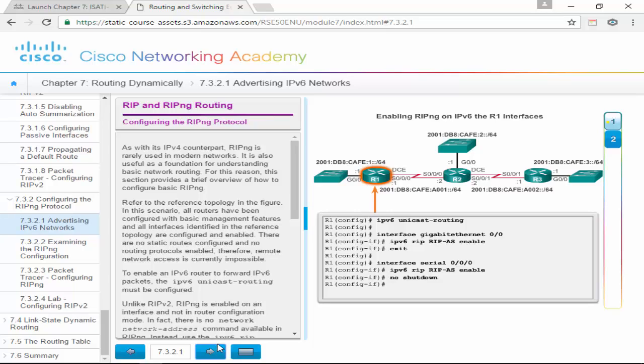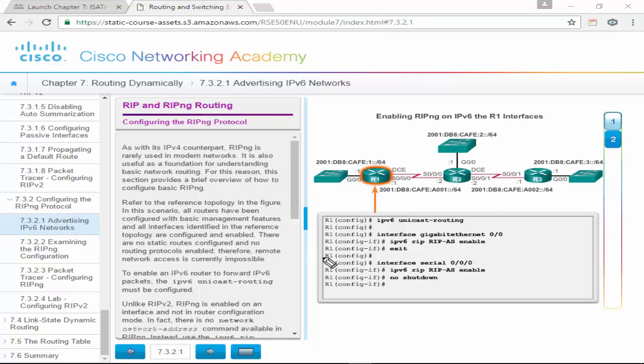So now we have RIP for IP version 6. And so with all IP version 6, to forward routing information past our local area network, we have to issue this command. This is one you want to save in your noggin. IPv6 unicast-routing. That one right there is the most important. Can't do anything without it.